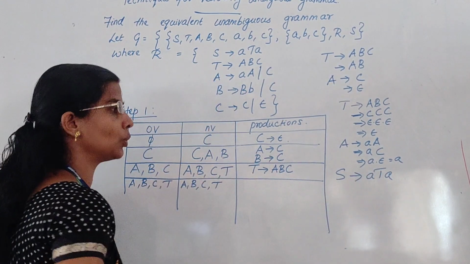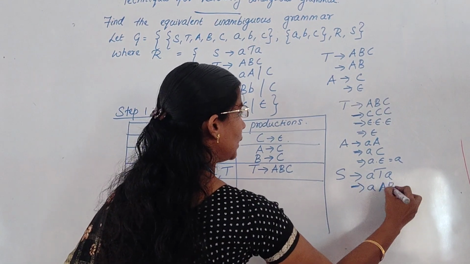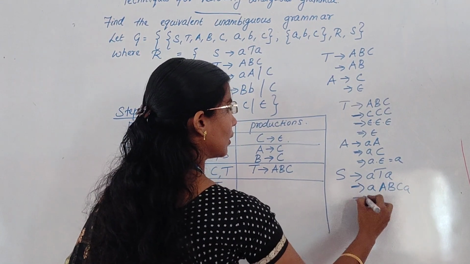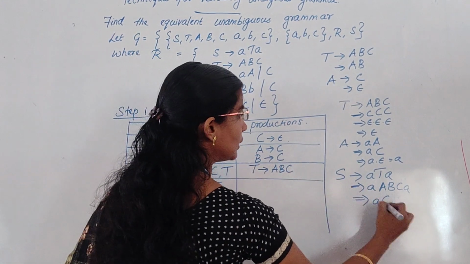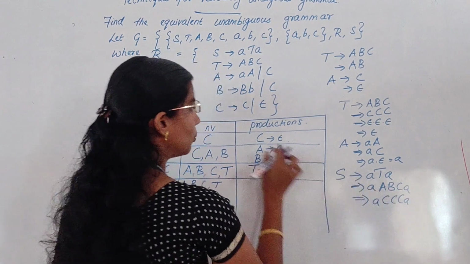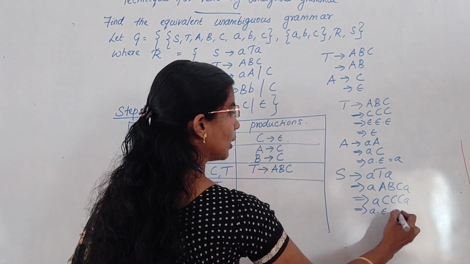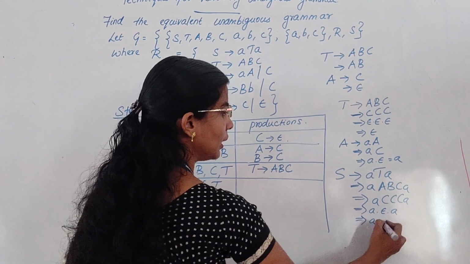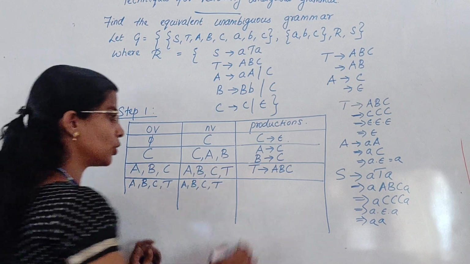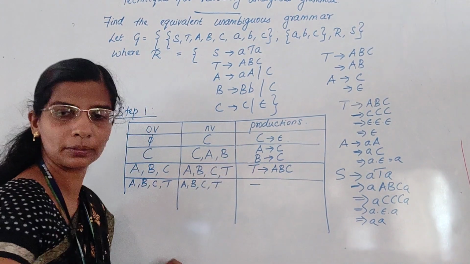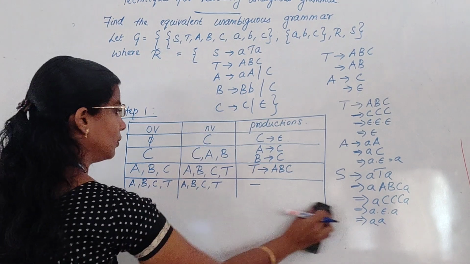So when I substitute, it is A, B, C, A. Right? So what can I substitute for A and B? It is C, C, C, A. What about C? C is epsilon. What am I getting? I am getting A. I am not getting only epsilon on the RHS. So I stop with this.